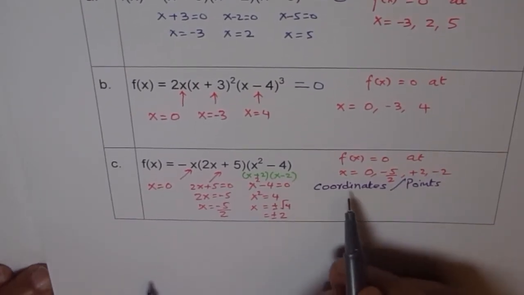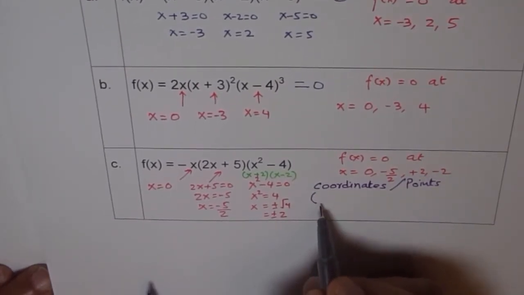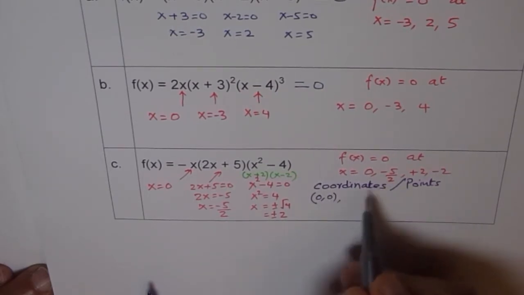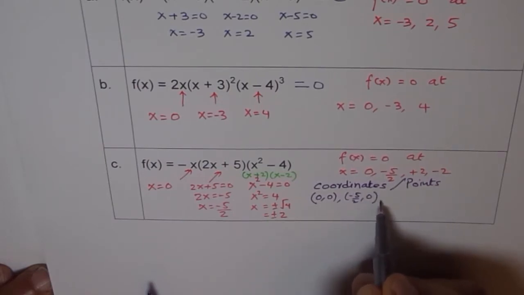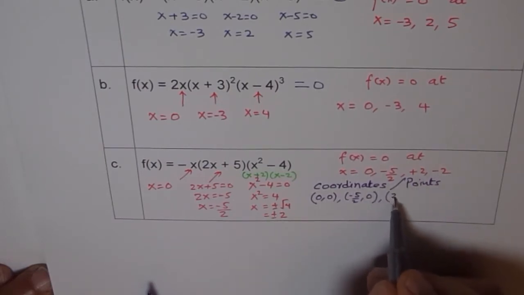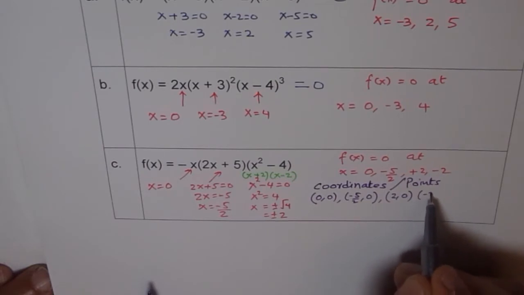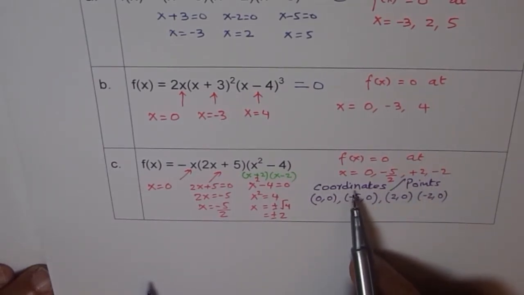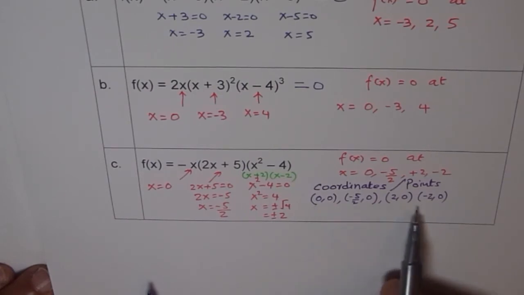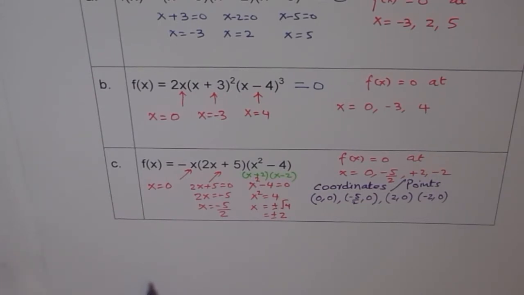It becomes different because coordinate means x and y value. So here the first answer will be 0, 0. The second will be x value is minus 5 by 2 and y is 0, right? And third will be 2 and 0, and the last will be minus 2 and 0. So if they are asking for points or coordinates, don't forget to write in this coordinate form. That's very important, okay? I hope you understand the very basics of solving polynomial equations given in factored form.